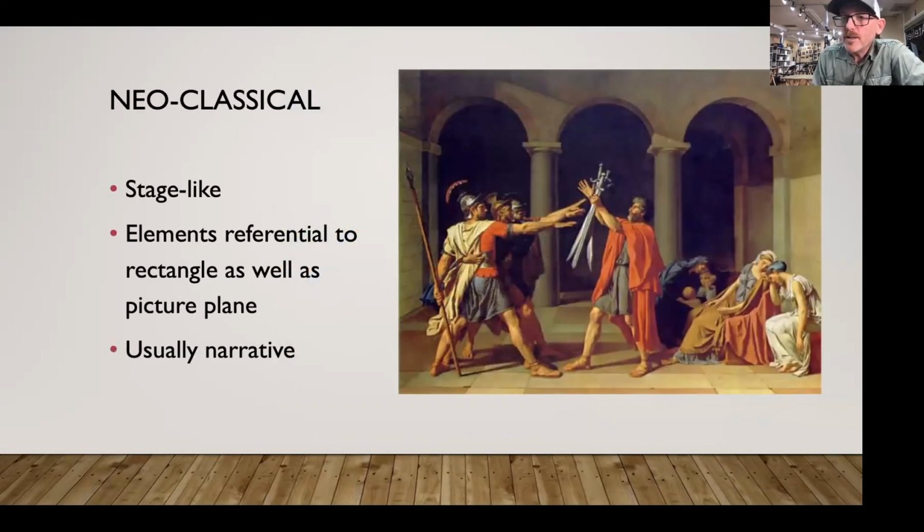Our third compositional format is the neoclassical. This one operates very much like a stage. On that stage, we find the elements are quite referential to both the rectangle of the canvas or paper or whatever you have, and that's the vertical and the horizontal, as well as the picture plane. There are not typically a lot of diagonals present in a neoclassical composition. Again, it's just set up kind of like a theatrical stage, right?